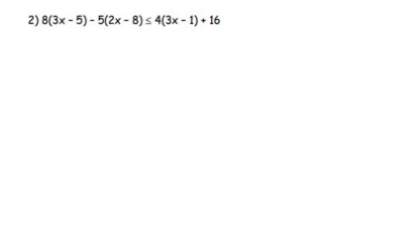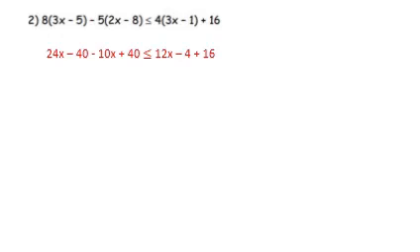The second one, we have 8 times 3x minus 5, minus 5 times 2x minus 8, is less than or equal to 4 times 3x minus 1, plus 16. The same steps all over again. You have to expand them. After expanding, you have to put the x on one side and the numbers on the other side, and then put your solution on an axis. So you are going to get, as you see, 24x minus 40 minus 10x plus 40 is less than or equal to 12x minus 4 plus 16.